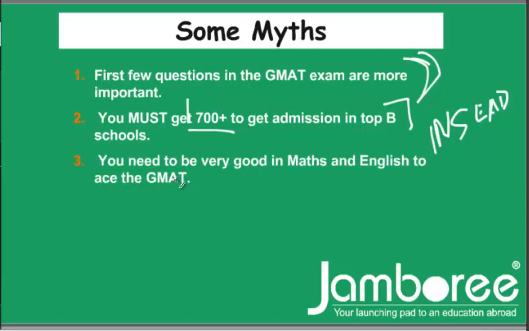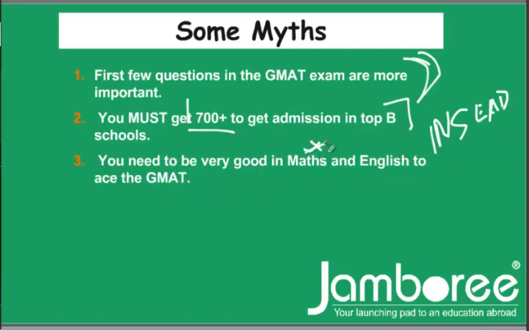We get students from the humanities segment, people who have not studied maths since class 10. So they are usually very nervous. They believe that you have to be very good in maths to get a good GMAT score. We also get a lot of students who are engineers, and they believe that you have to be very good in English to get a good score on the GMAT exam. Both of these things are wrong.